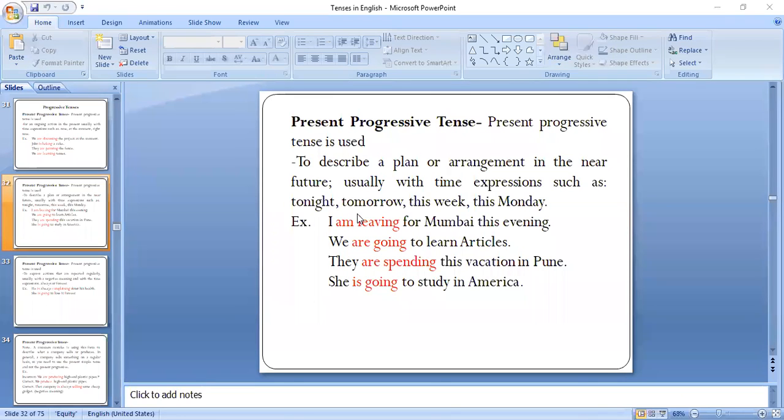Then the fourth sentence is she is going to study in America. This is also the near future. She is going to study in America. ती अमेरिकेला काय करणार आहे? स्टडी करणार आहे. So this is also a sentence of the present progressive tense or continuous present tense.